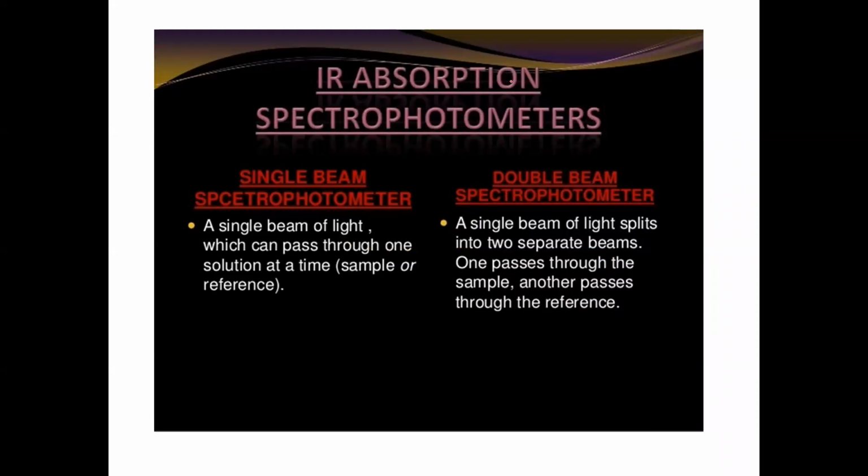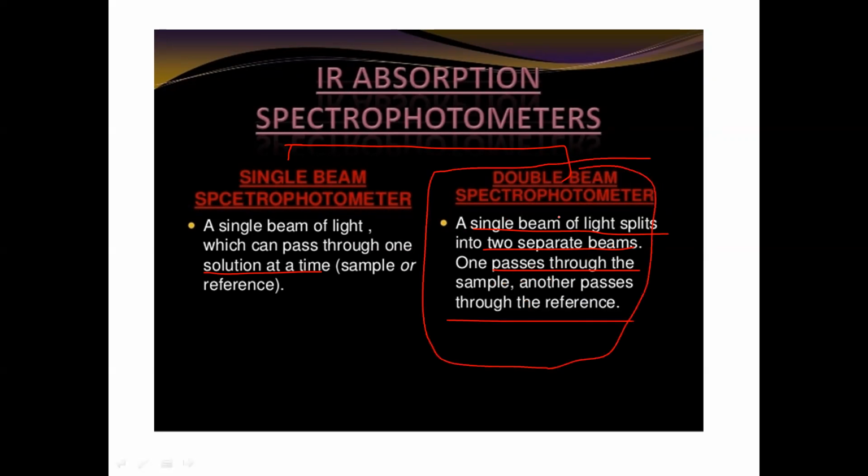Okay, so IR absorption spectrometers are of two types: single beam spectrophotometer and double beam spectrophotometer. It is very important. A single beam of light which passes through one solution at a time is called a single beam spectrophotometer, while in the other a single beam of light is split into two separate beams. One passes through the sample and another passes through the reference. So that's why it is called a double beam spectrometer.